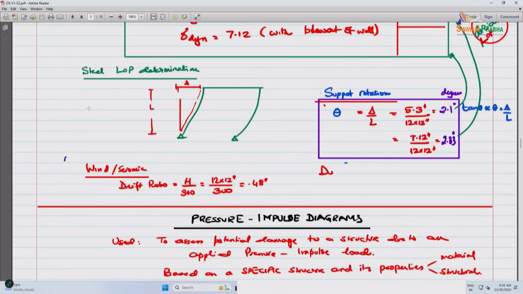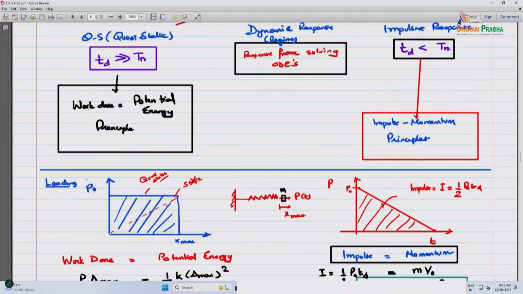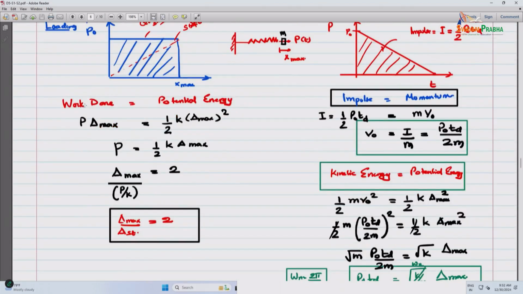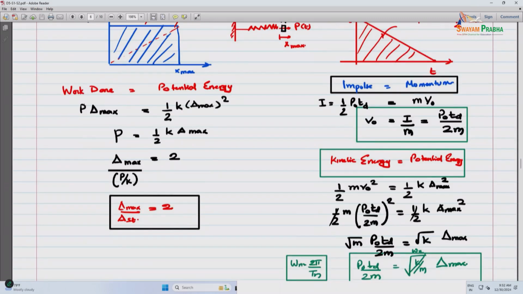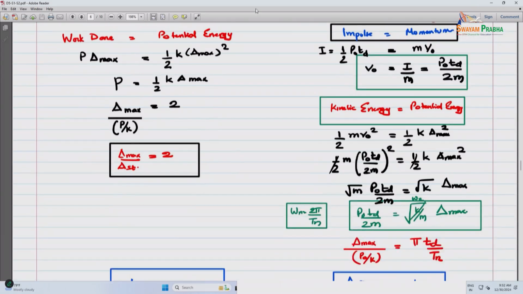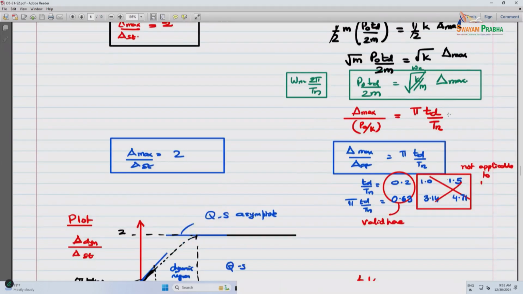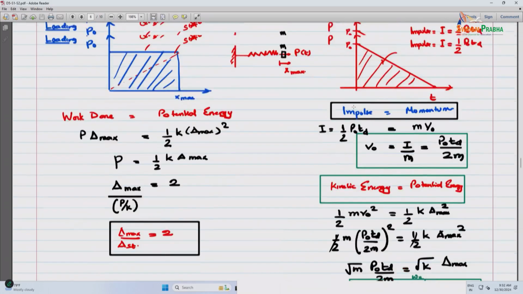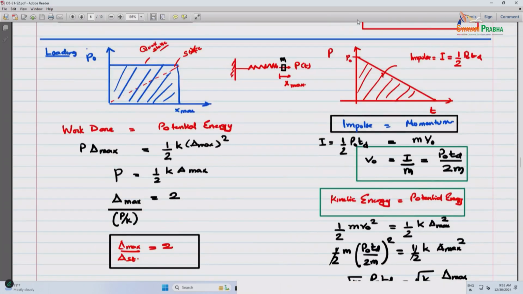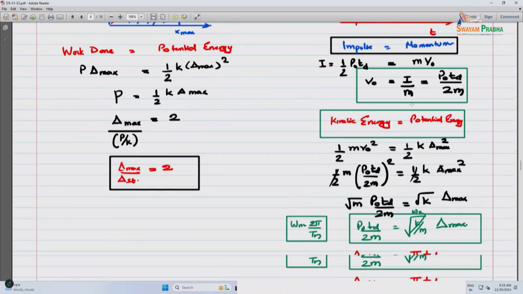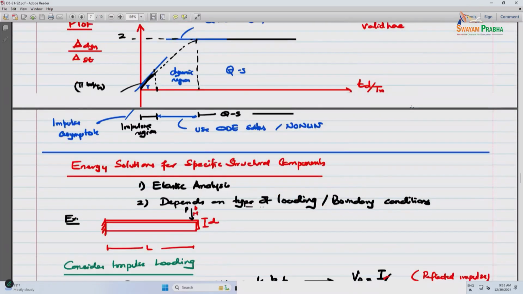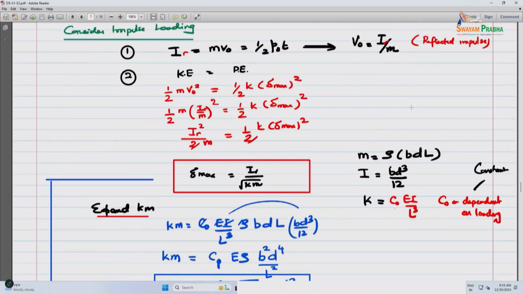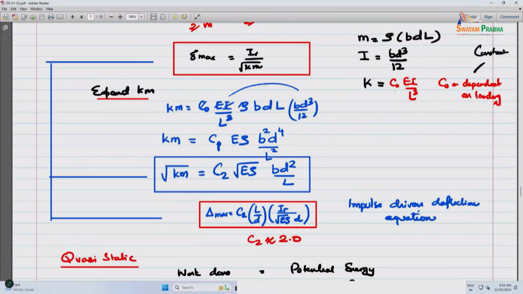ranges. And then we started looking at PI diagrams, and we've seen the application of work done, potential energy versus impulse momentum, and then kinetic energy that gets translated to kinetic energy and the potential energy, and saw the ratios. These are all for elastic responses and triangular loading. In this case, the impulse is based on a triangular loading. And then we've looked at energy solutions for impulsive loading, and this is something I'll start off today.